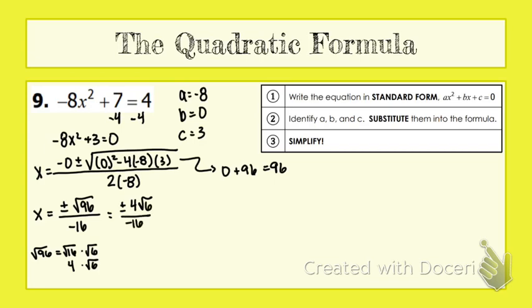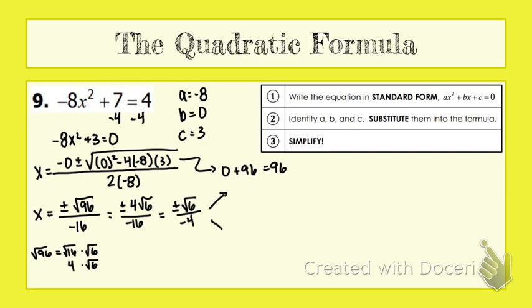over negative 16. But again, we can simplify 4 over negative 16 to be plus or minus 1 times the square root of 6 over negative 4. And any time that you have a negative in the denominator like this, let's just look at how this works.